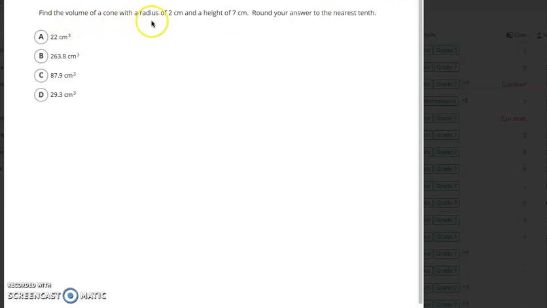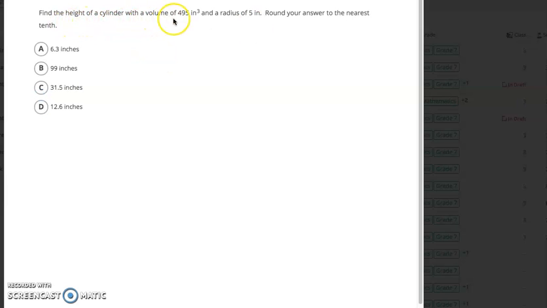Next one, find the volume of a cone with a radius of 2 and a height of 7. The formula to find the volume of a cone is volume equals 1/3 area of the base times the height. So let's first find the area of the base. It's a circle with a radius of 2, so the area is pi r squared. 3.14 times the radius squared, which is 4, is 12.56. So I'm left with 1/3 times 12.56 times the height of 7. Let's do 12.56 times 7, then divide that by 3, and we get 29.3. So that's right here.